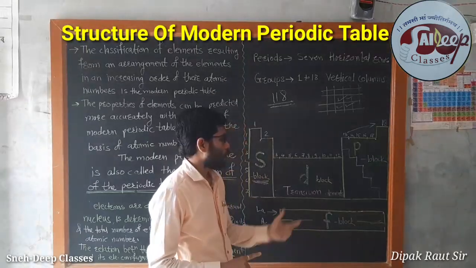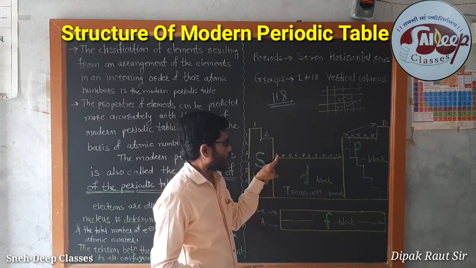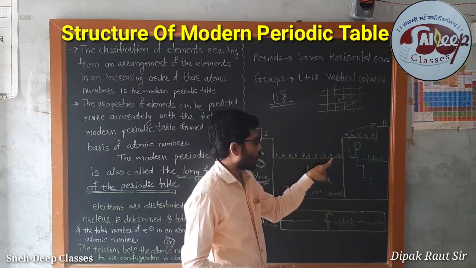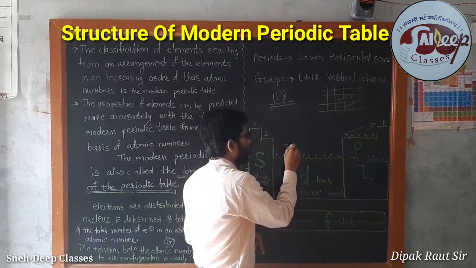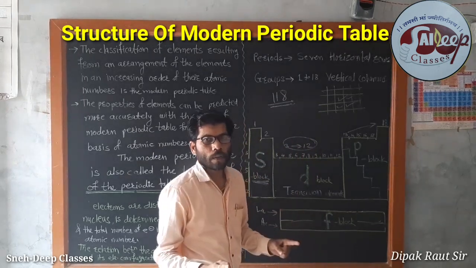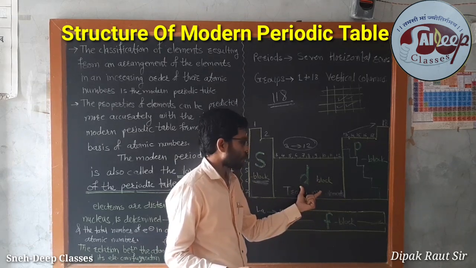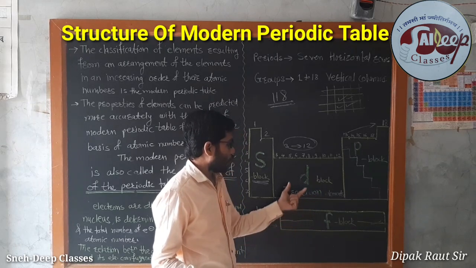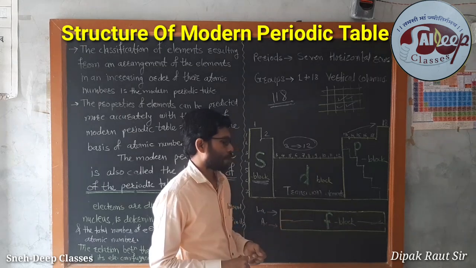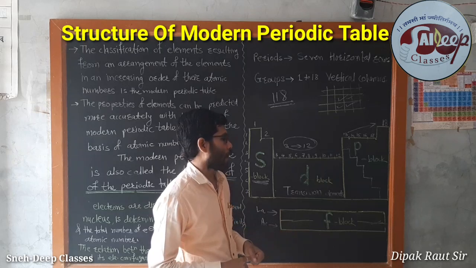Third one is the D block elements. See in the table. Third, fourth, fifth, sixth, 7, 8, 9, 10, 11, 12. That means the 3 to 12 groups are called D block elements. And D block elements are also called transition elements.